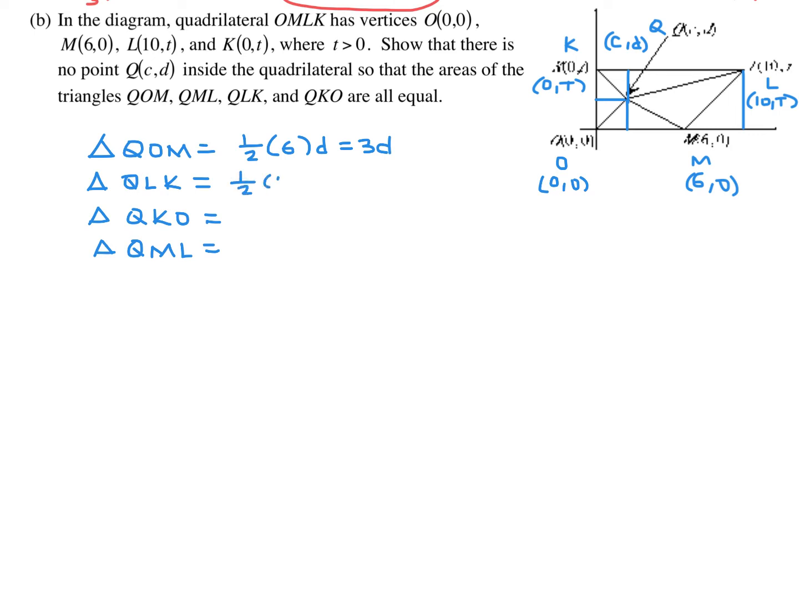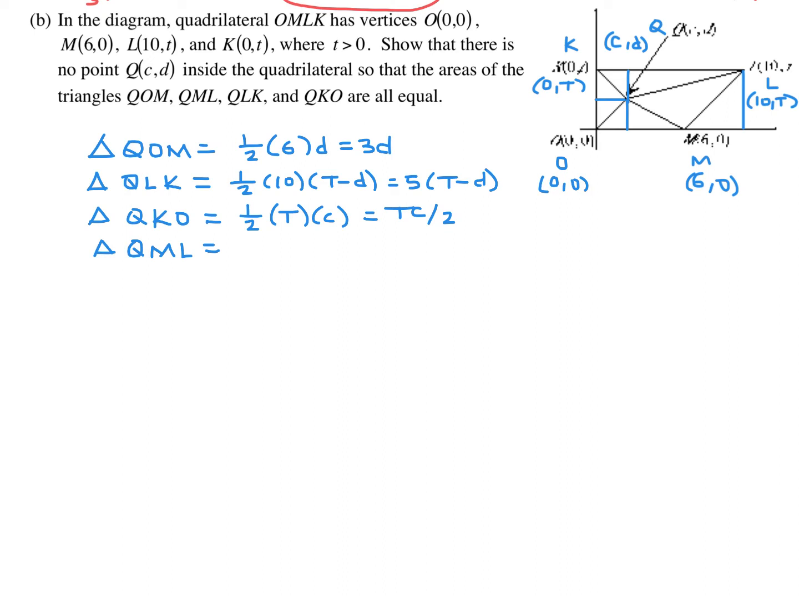All right, next one, QLK. 1/2 base, we will put 10. And it's going to be T minus D, right? So that's 5 times (T minus D), like that. QKO is going to be 1/2 base. So the base is T, and then the height is going to be C. So this is basically TC over 2.